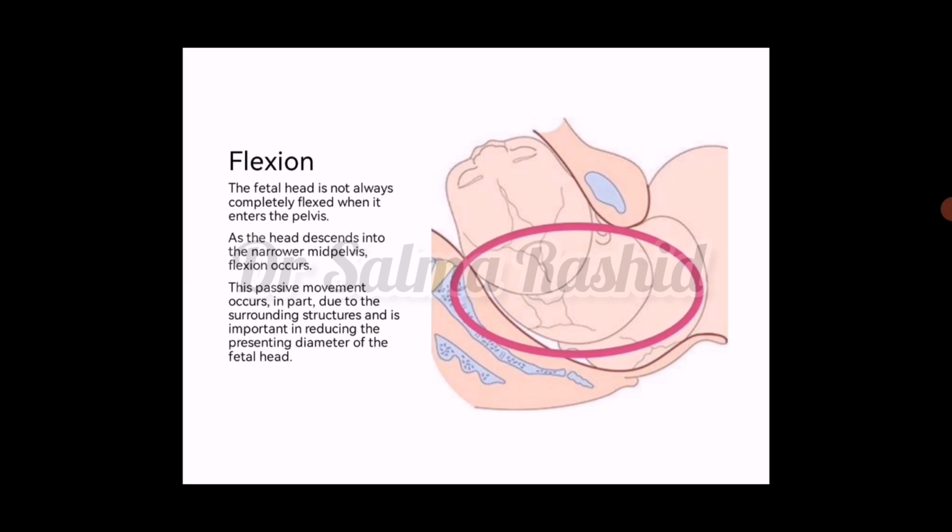Now flexion. The fetal head is not always completely flexed when it enters the pelvis. As the head descends into the narrower mid-pelvis, flexion occurs. This passive movement occurs in part due to the surrounding structures and is important in reducing the presenting diameter of the fetal head.